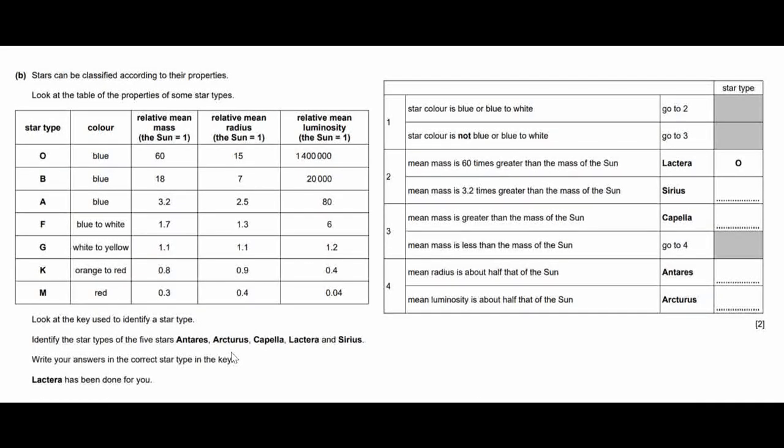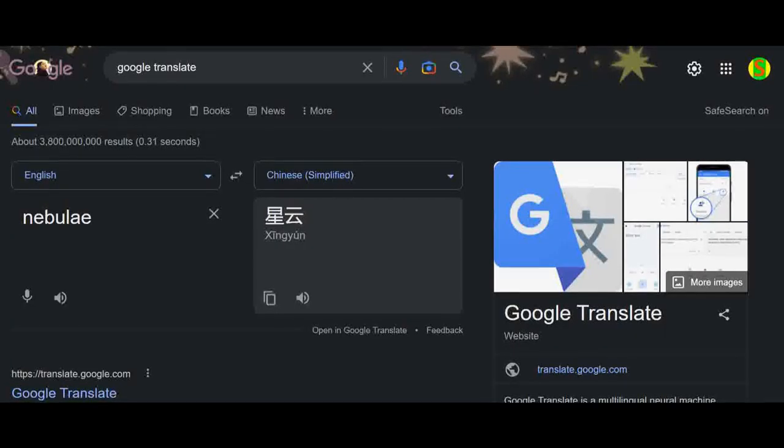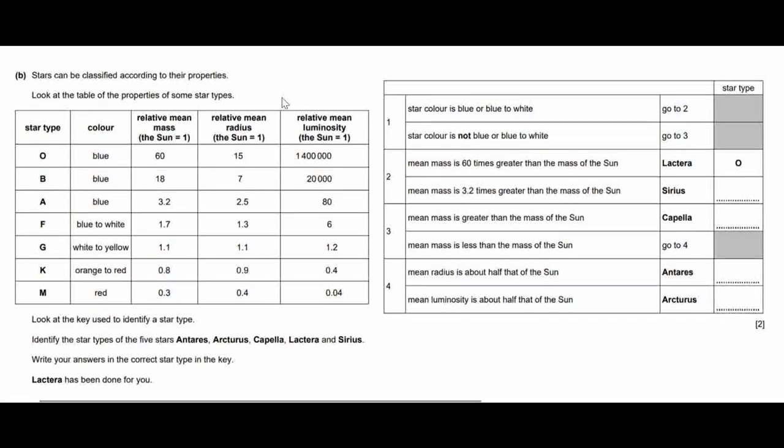Antares, Arcturus, Kepler, Vectra, Sirius. Antares, Arcturus. Alright, so we have to identify the stars from the table and then I have to fill the answer in here. Star color is blue or blue to white and follow this path.